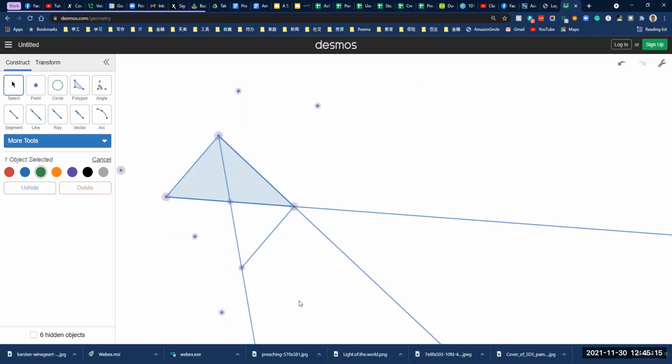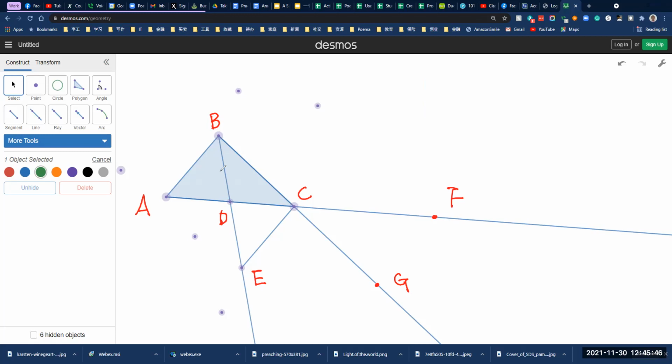So we go A, B, C. This is our D, and this is our E. And we pick one point here, one point here: A, B, C, D, E, F, G. Just to actually identify where the points and the angles are.